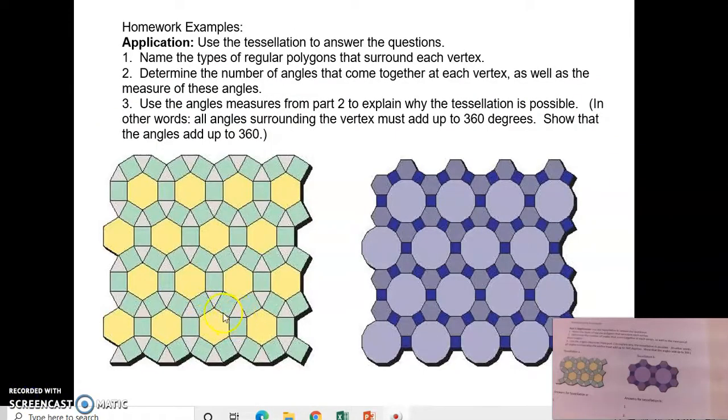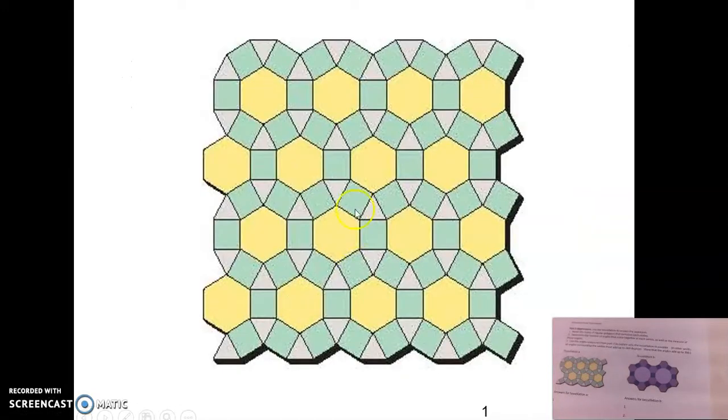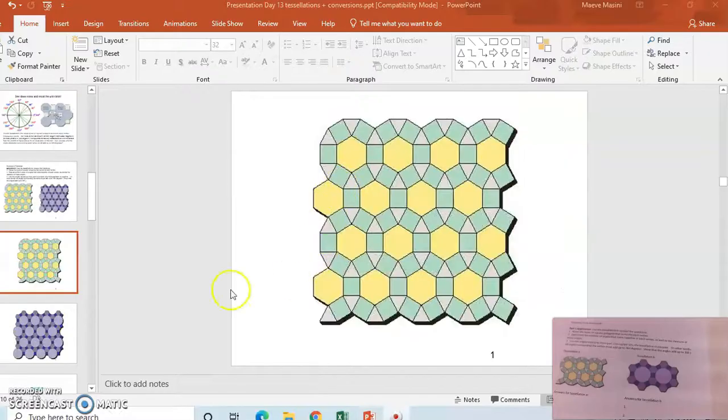We're going to have 3 questions to answer. Number 1, we're just going to name the type of regular polygons that surround each vertex. So on this one, it would be nice to zoom in. You could go to any vertex, and I could just pick one randomly and ask myself what shapes are coming together here. I can see I have 2 squares, I have a triangle, and then this has 6 sides. 1, 2, 3, 4, 5, 6. It's a hexagon.